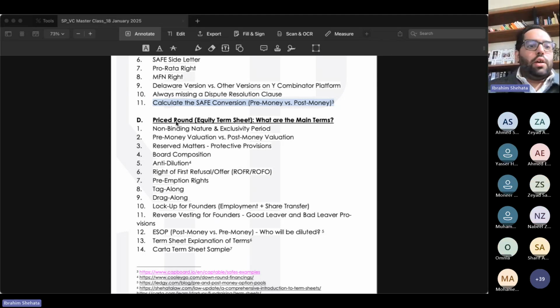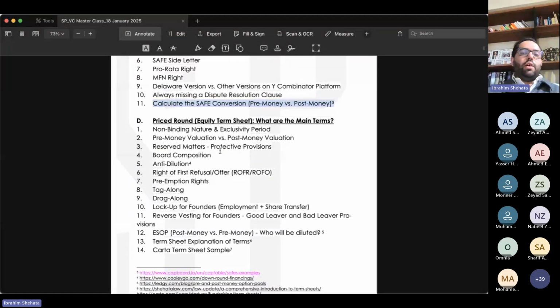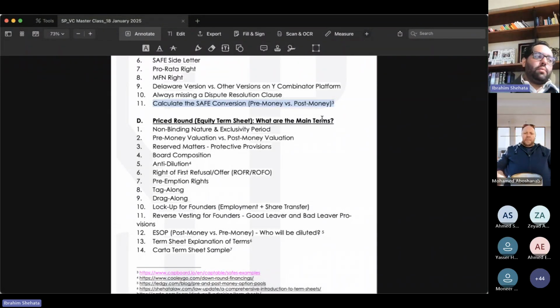Okay, so the term sheet. Let me tell you a little bit about equity rounds. As we talked a little bit earlier, an equity round means that I pay the money and I get the shares right away. It's not based on future events or anything like that.